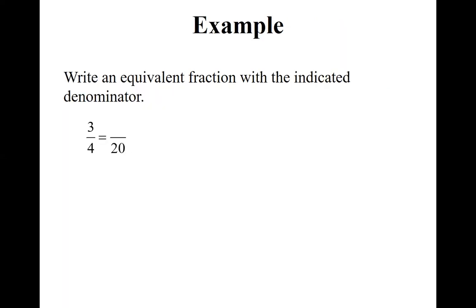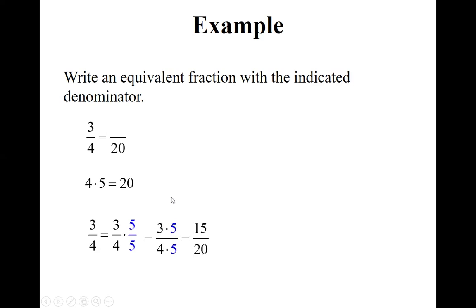So let's write an equivalent fraction with the indicated denominator. 3/4 equals how many 20ths? Well, ask yourself, what are we multiplying by? 4 times what is 20? Well, 4 times 5 is 20. So if we did 4 times 5 on the bottom, we would have to do 3 times 5 on the top. And 3 times 5 is 15. So 15 20ths would be an equivalent fraction with the denominator 20.